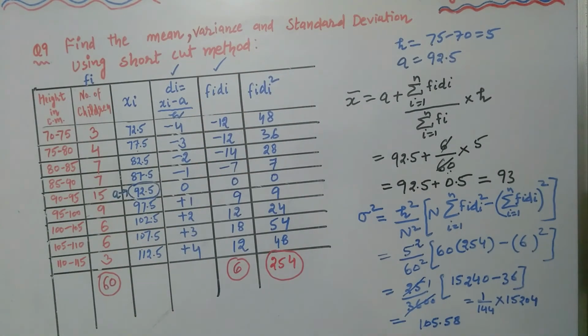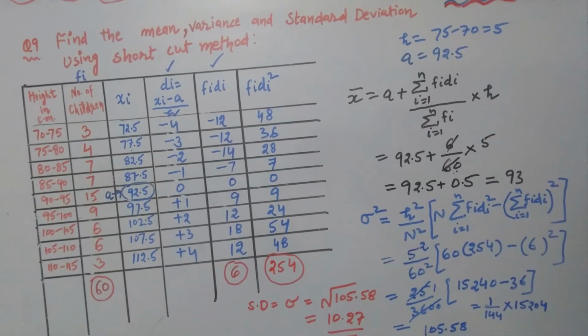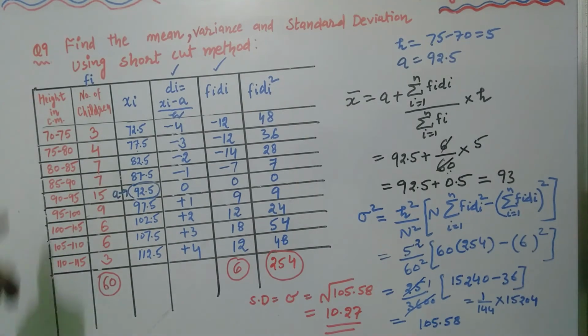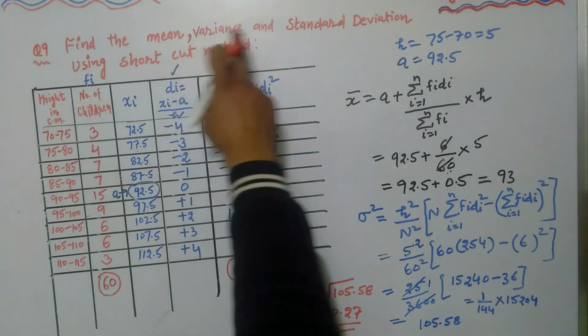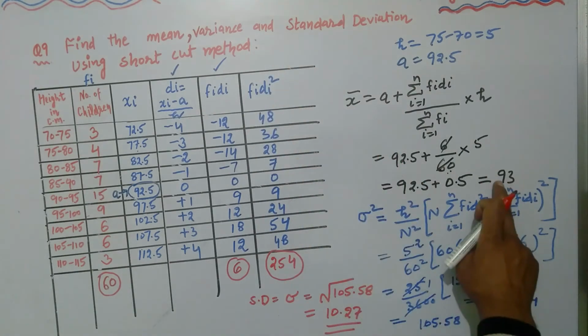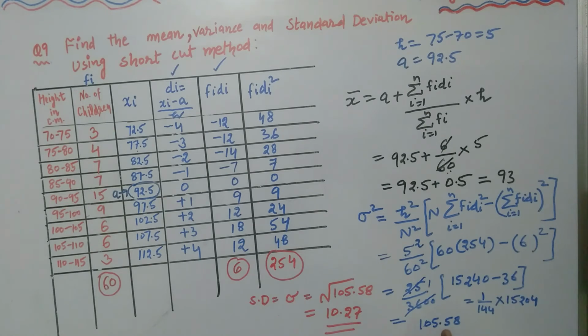What is standard deviation? Very simple. We just write here standard deviation, sigma, is equal to the square root of the variance, the square root of 105.58. Right? We take the square root now. This is equal to 10.27. This is the standard deviation. Okay, so this was our question number 9. Find mean, variance and standard deviation. Mean is 93, variance is 105.58 and standard deviation is 10.27.